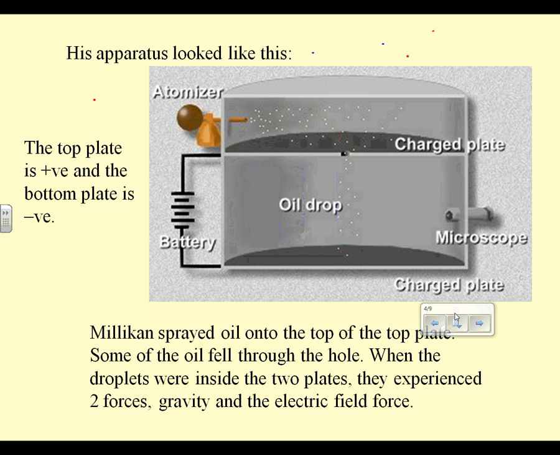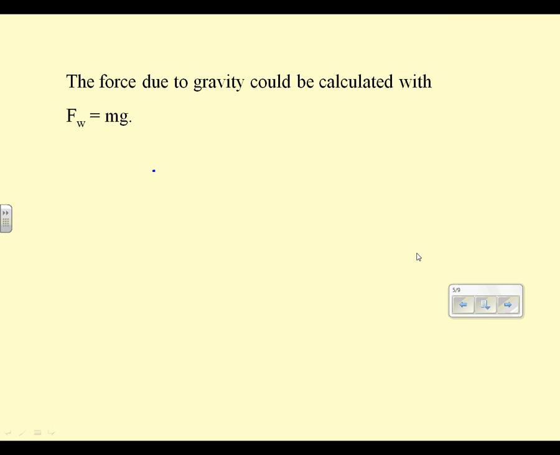Millikan sprayed oil onto the top of the plate. Some of the oil fell through the hole. When the two droplets were inside the two plates, they experienced two forces, gravity and the electric field force. So gravity is pulling it down. The electric field force is pushing it up. The force due to gravity could be calculated with Fw equals mg. He knew gravity.